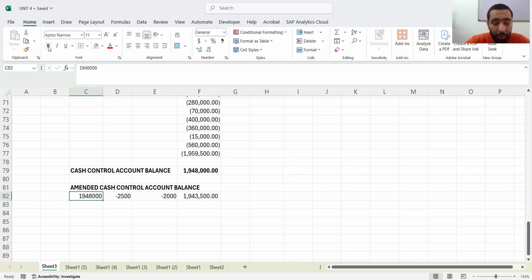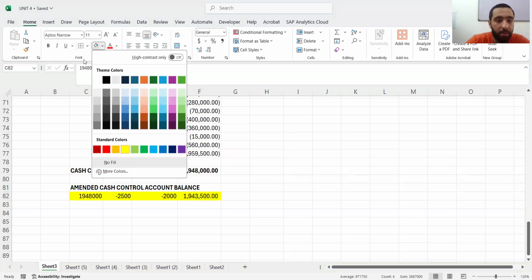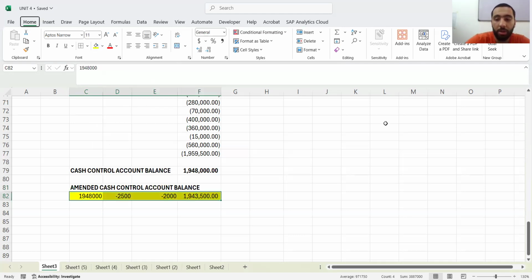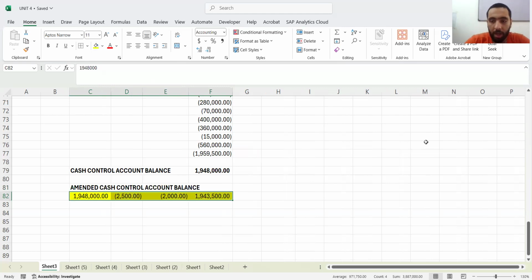Amended cash control account balance. Is this clear? Very simple one. I told you it's a very simple question. Is this okay? Right? Yes. Very good. Okay. Right. So let's move on.